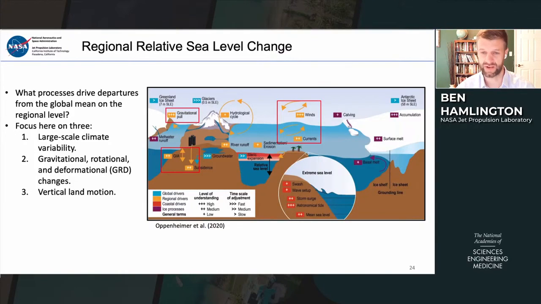I've drawn boxes around some of these. Anything in orange, or that orange-yellow color, is considered a regional driver. I'm going to focus on three of these in particular. Large-scale climate variability causes changes. When ice melts, it goes into the ocean and it doesn't fill the ocean like a bathtub. There's a certain fingerprint or pattern associated with that ice melt. And then also vertical land motion. Relative sea level change partially reflects what's happening in the ocean, but an equally important part is what's happening on land.